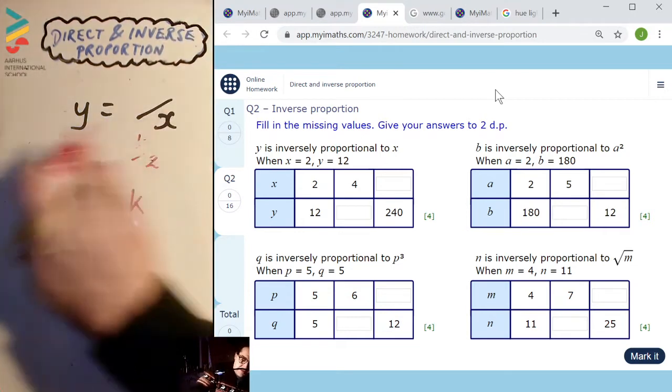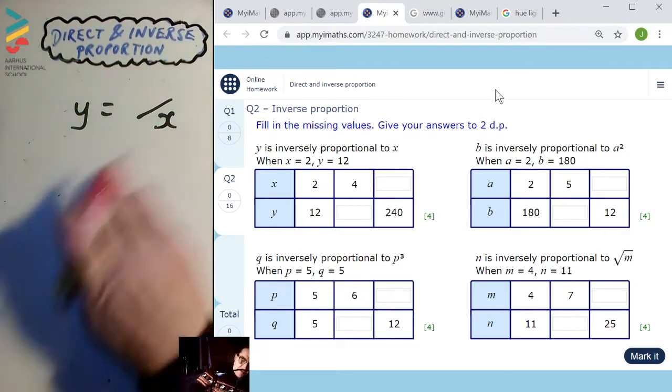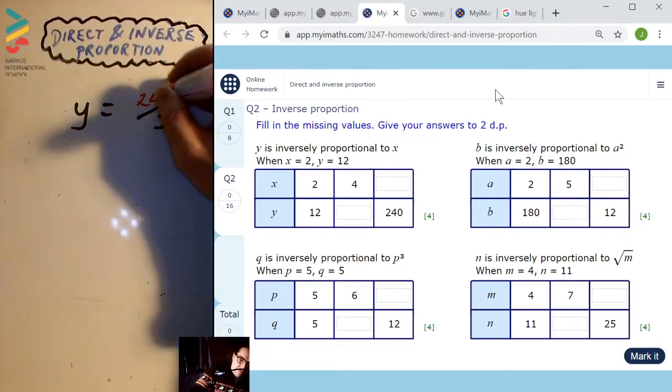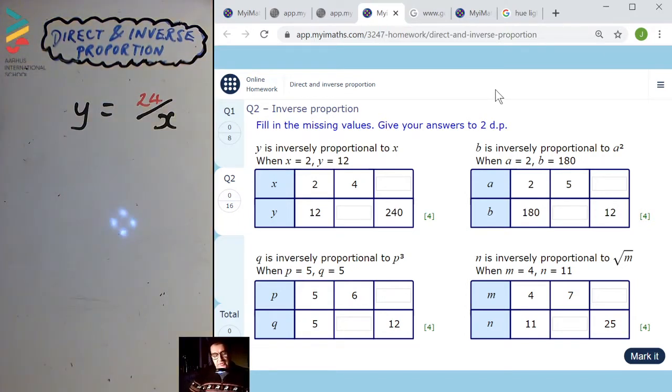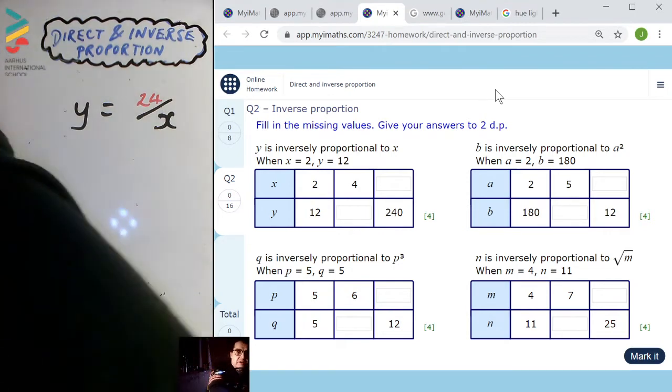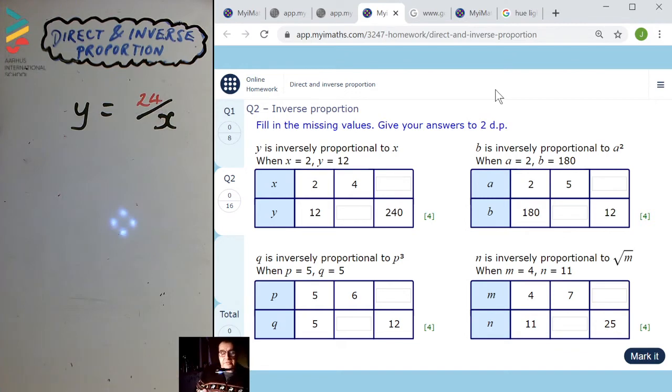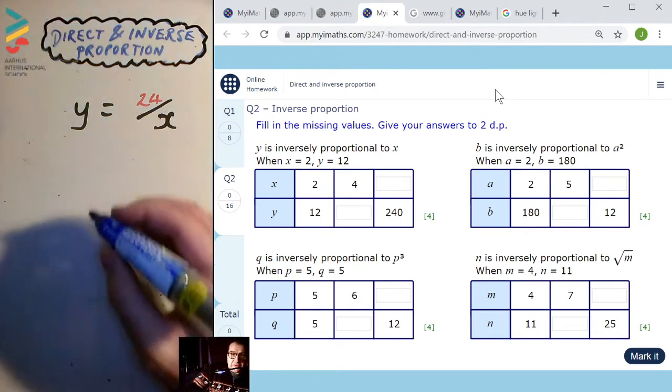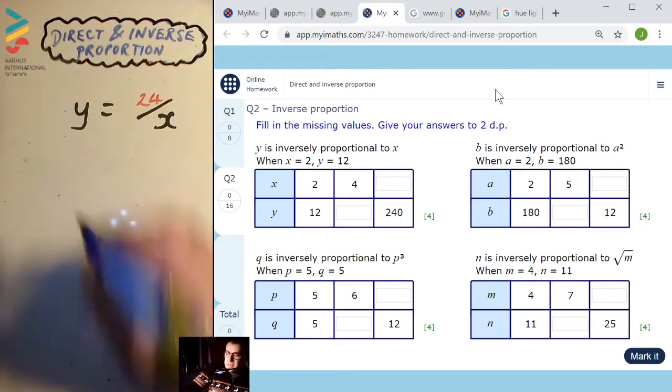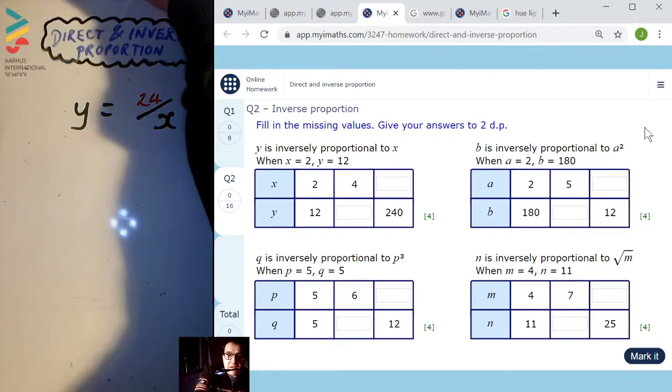So I'll just replace the k there with 24, and we figured out that the relationship between y and x is that y equals 24 divided by x. Well, now that we've done that, we can start filling the table in, because we've got the relationship between the 2 variables, and the first part of the table we've got to fill in, when x is 4, what is y?